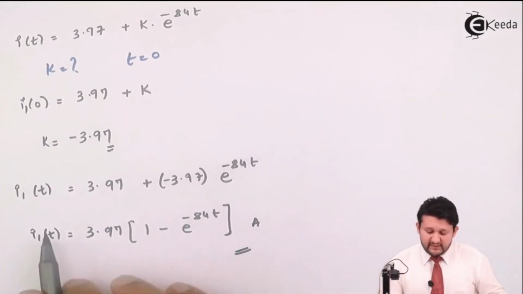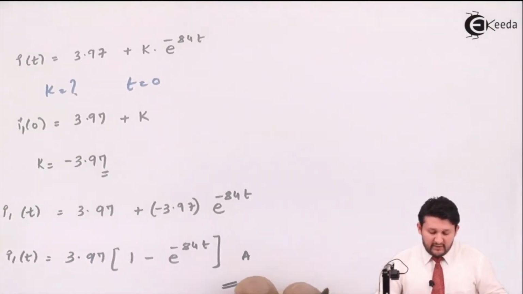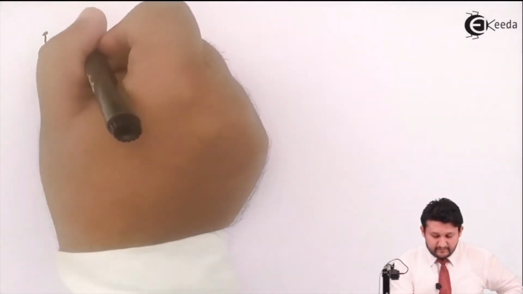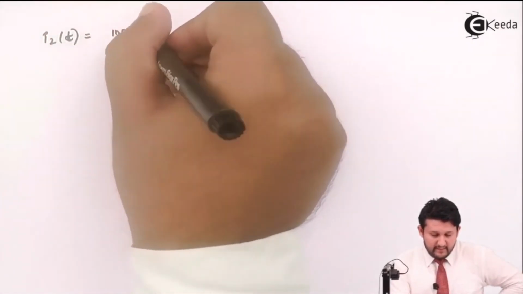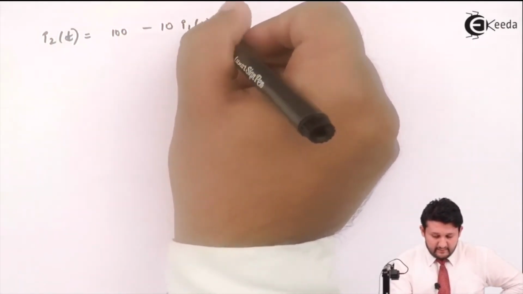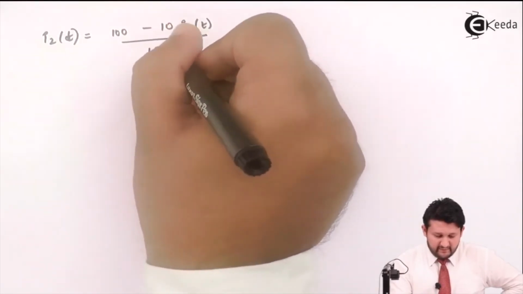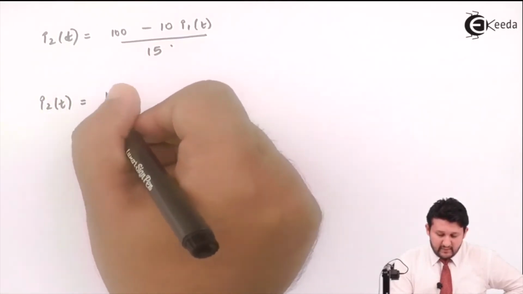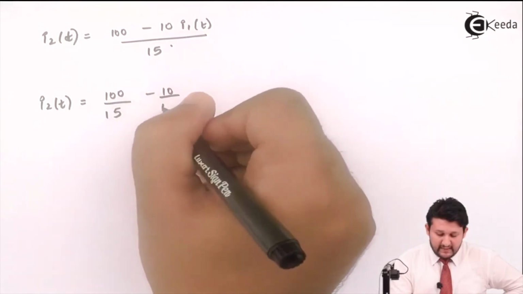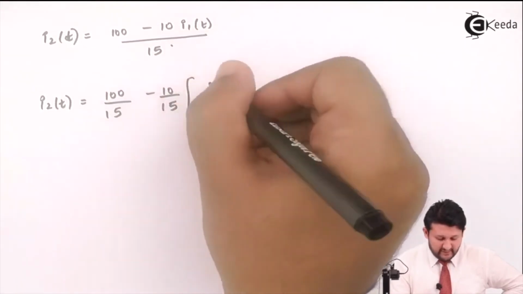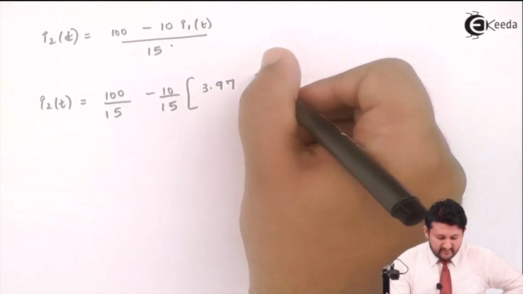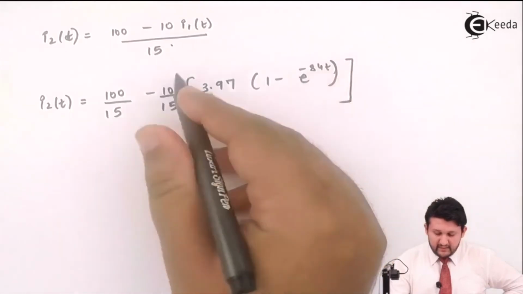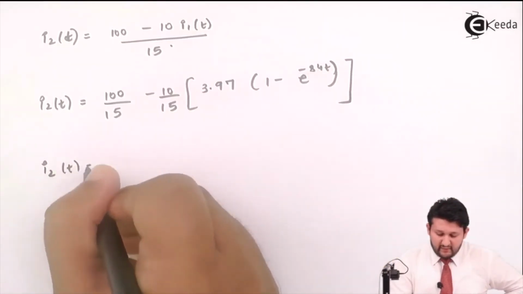For finding I2 of t, put this equation in equation number b, which you got earlier. So your equation number b which you got was I2 of t is equal to 100 minus 10 I1 of t upon 15. So I2 of t is nothing but equal to 100 divided by 15 minus 10 divided by 15. The value of I1 of t which you got is 3.97 bracket 1 minus e raised to minus 84t. Simplify this term, so you'll get the value for I2.